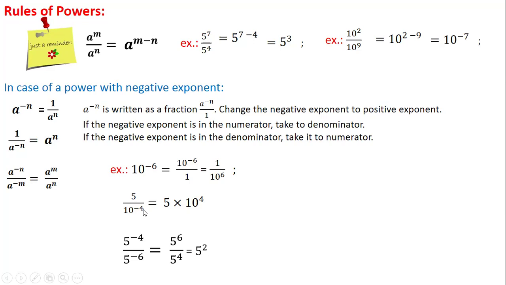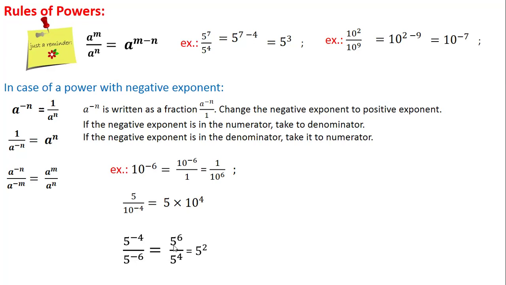5 over 10 to the power minus 4. Of course, 5 has nothing to do with this rule, so I keep it in the numerator. The negative exponent is in the denominator. I move it up, so I multiply it with 5, so it's 5 times 10 to the power 4. Now it's positive. 5 to the power negative 4 over 5 to the power negative 6. 5 to the power negative 4, it's in the numerator. I move it to the denominator. It becomes positive. This 5 to the power minus 6 is in the denominator. I move it to the numerator to become positive.